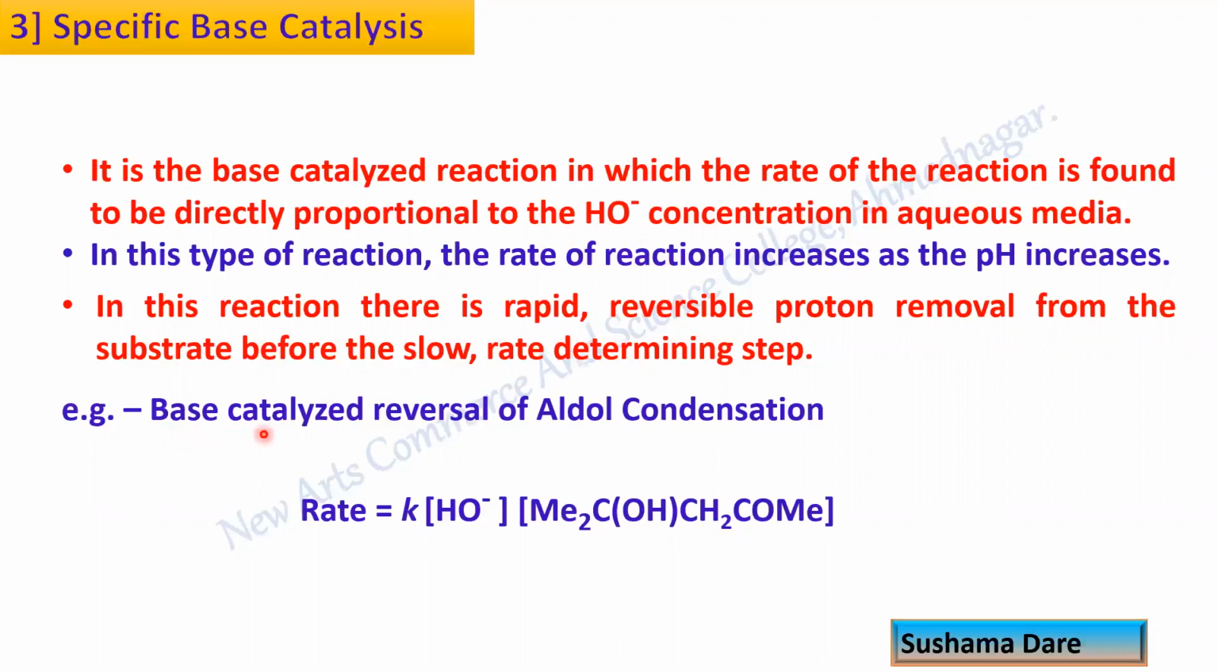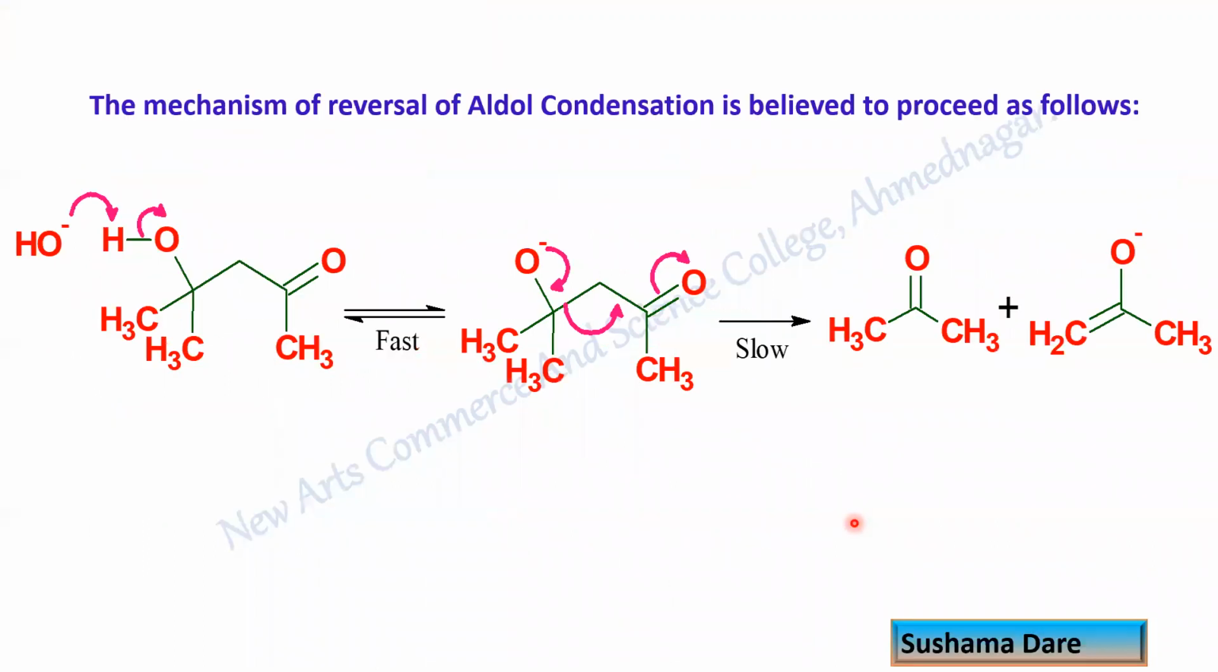An example of this reaction is the base catalyzed reversal of aldol condensation, in which the rate of reaction depends upon the concentration of OH minus ions and the concentration of reactant. The mechanism for the reversal of aldol condensation is believed to proceed as follows. Now aldol condensation means the product of the aldol reaction is a beta hydroxy carbonyl compound. So this is the alpha carbon next to the carbonyl carbon, and this one is the beta carbon.